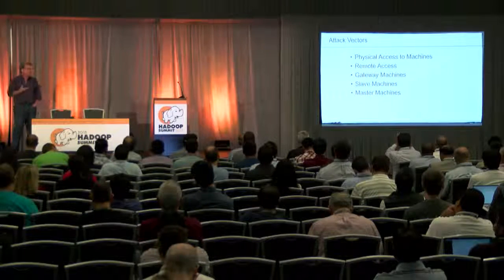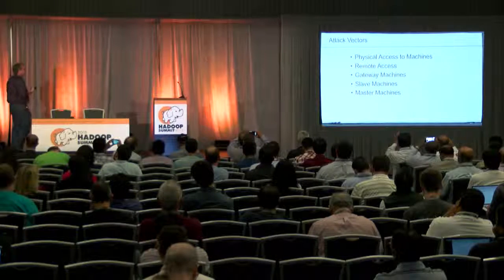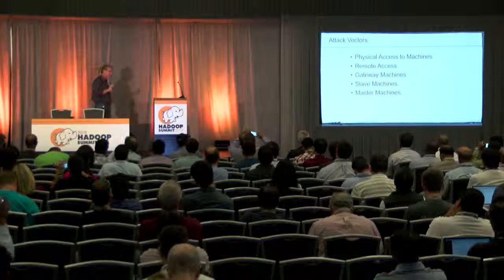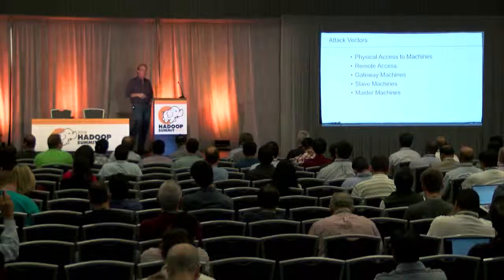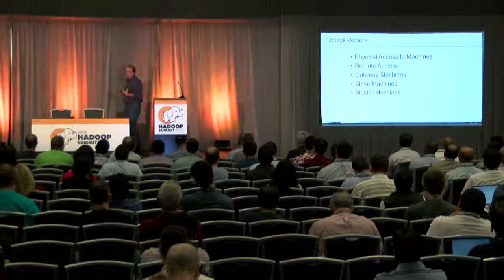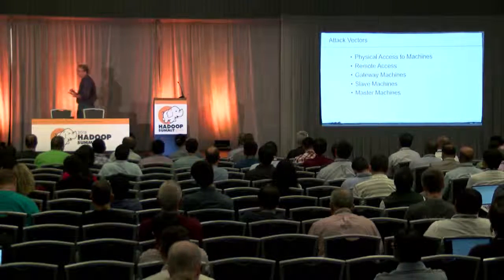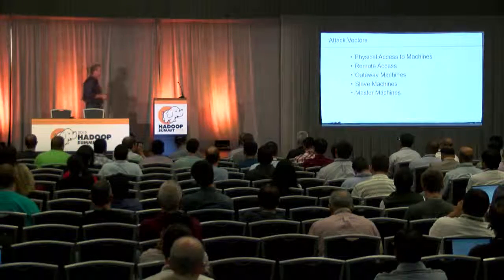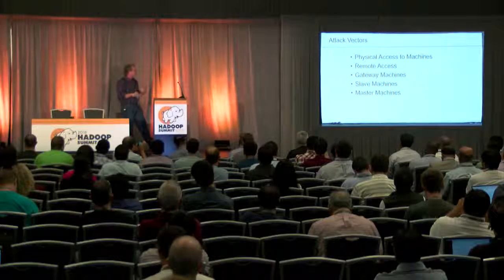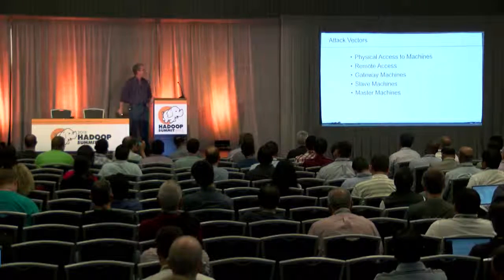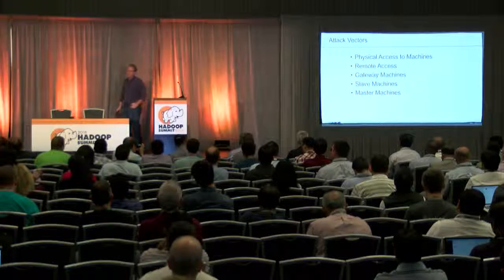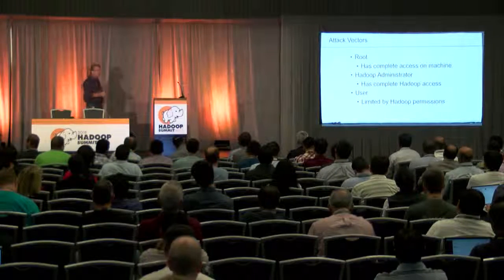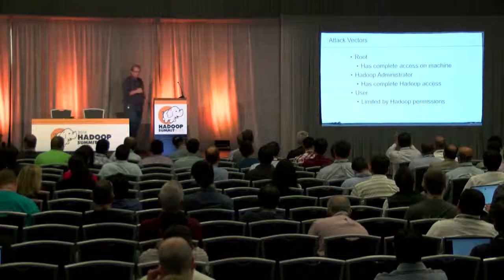So what are the places that we're worried about, right? The first is if they can get physical access to the machines. We'll talk about that one. The next one is if they're outside that firewall. If they're outside that firewall, then you've got a lot more options in terms of what you can protect against. The next is if they get onto the gateway machines, then they've got better access, but you still have a lot of options. And then if they get onto the slave machines or the master machines, you've got correspondingly fewer options. You also need to think about what level of access they have on those machines.